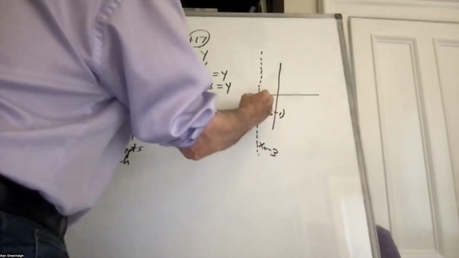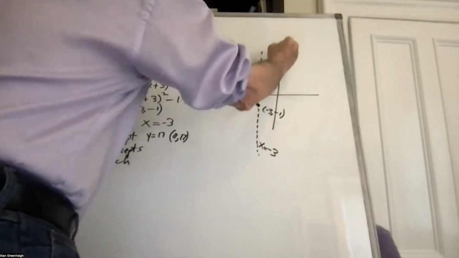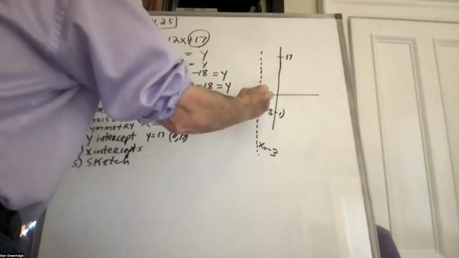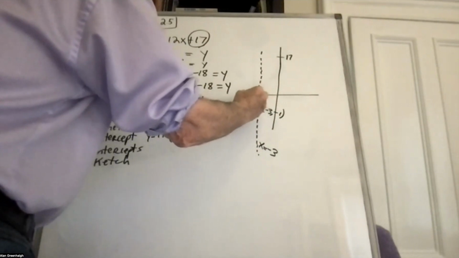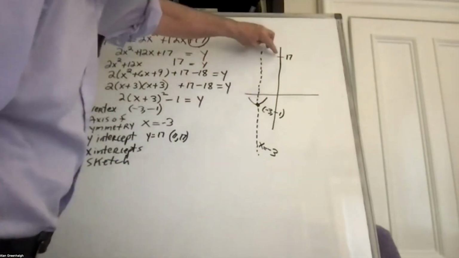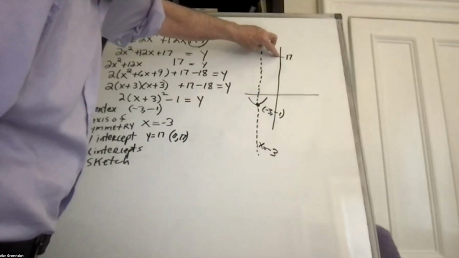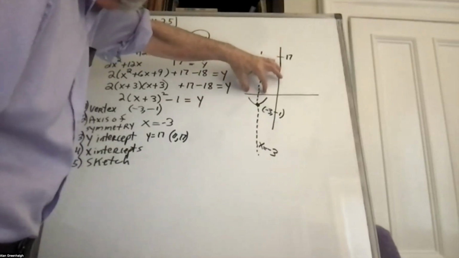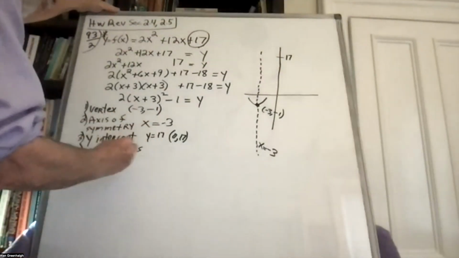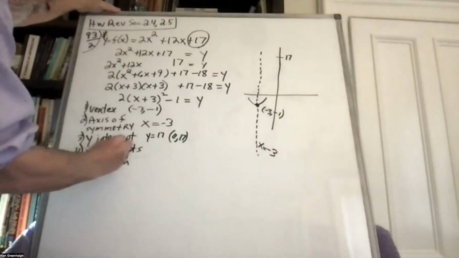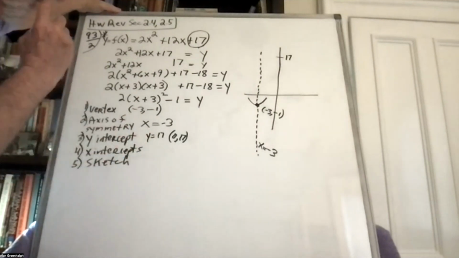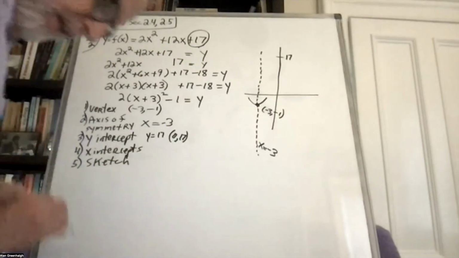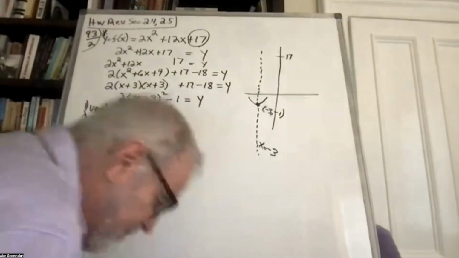So if this is the vertex, then 17 would be way up here. That's where the graph, which is headed in this direction, is going to intersect the y-axis at 17. But we would like to know where it intersects the x-axis. So therefore, the fourth part of the problem is to find the x-intercepts. Let's do that over here because we need a little more room.